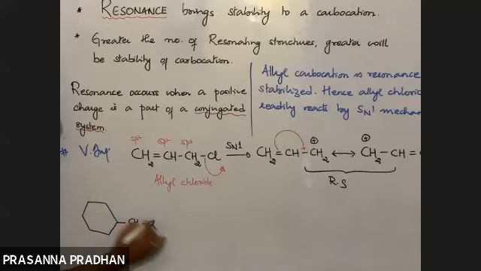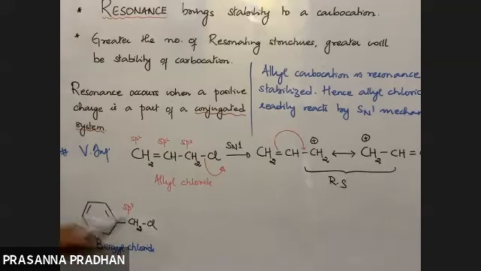CH2Cl. What type of halide is this? An sp3 hybridized carbon atom attached to a benzene ring. What type of carbon atom is this? This is a benzylic carbon atom. So this is known as benzyl chloride. Again, it's a 1 degree, attached to a 1 degree carbon. So we tend to think that it does not undergo SN1.